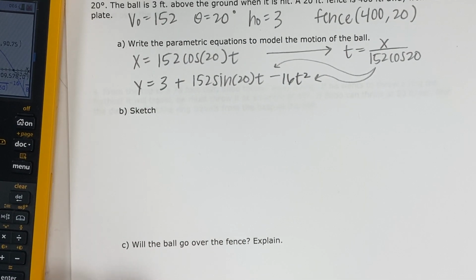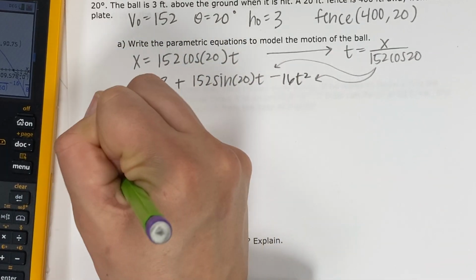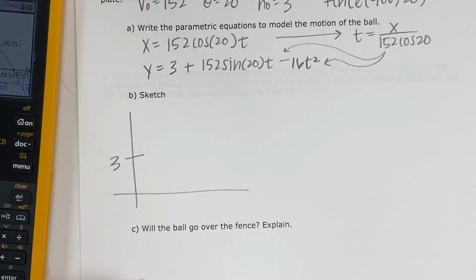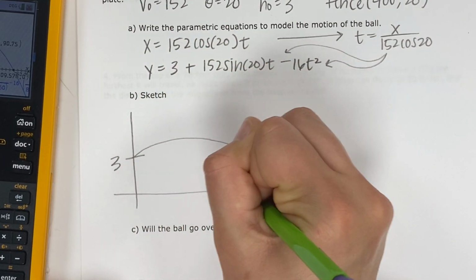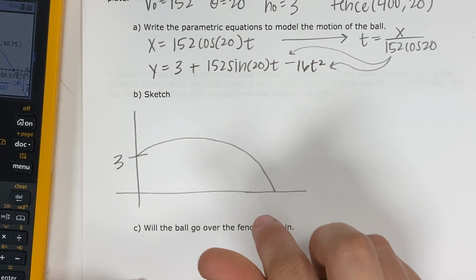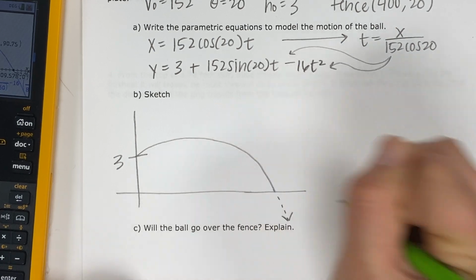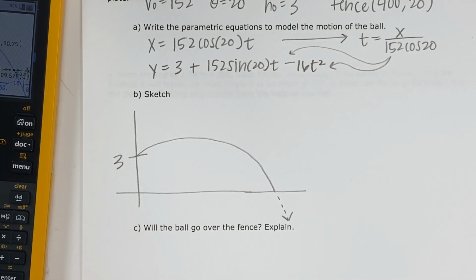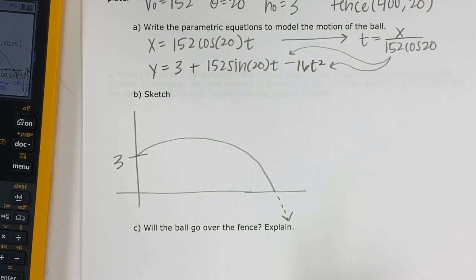Before I even graph it, I'm going to sketch it because I know what it looks like. So we're starting 3 feet off the ground. We have the baseball. It's going to be hit, and then it's going to land. Now, in real life, this baseball is going to go below the ground, but obviously on our graph in our calculator, it's going to keep going. But we don't care about that. So we sketch the graph.